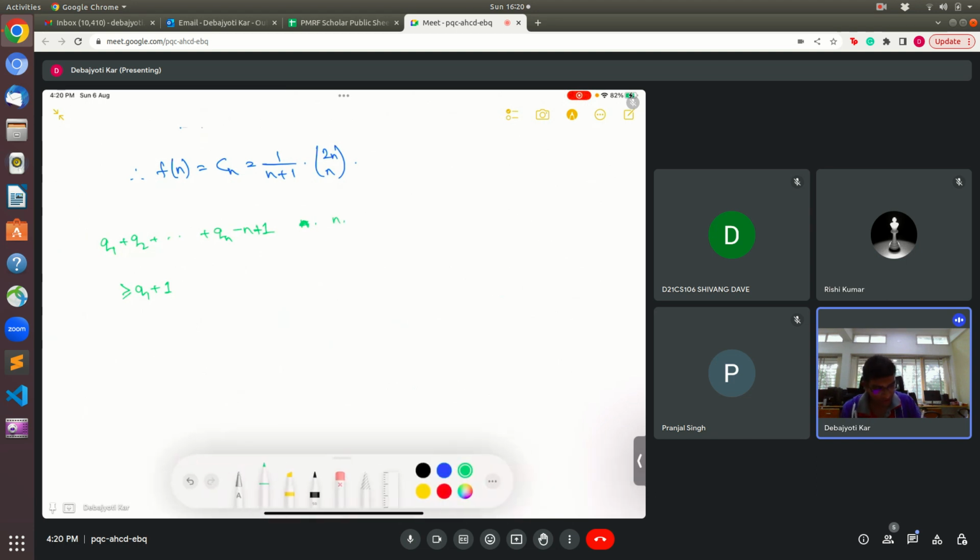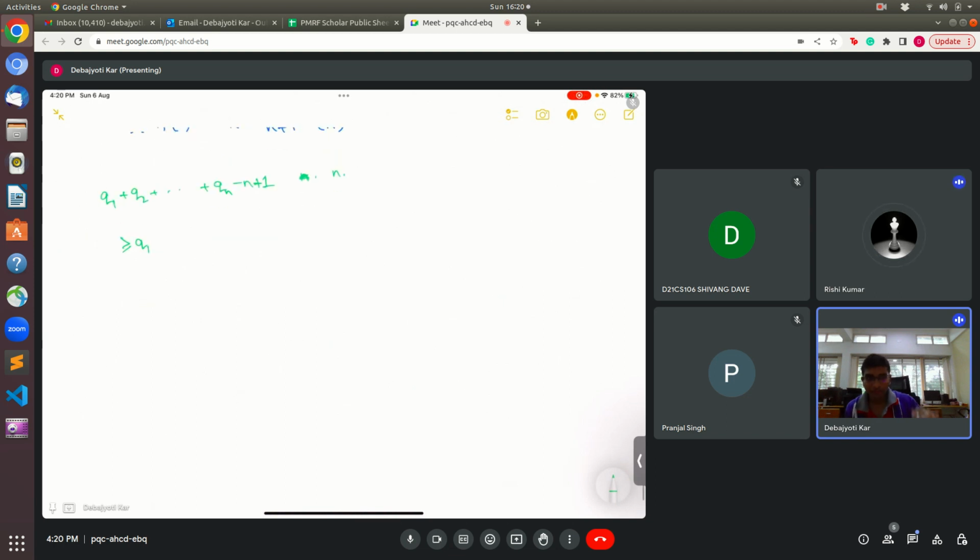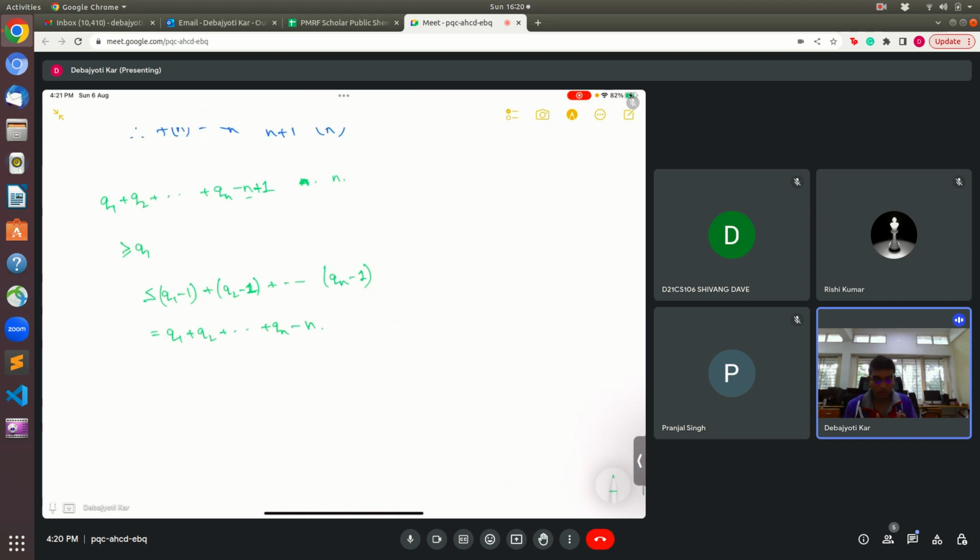So what sir said was either the first box will contain at least q1 pigeons, or the second box will contain at least q2 pigeons, and so on. At least one of these will hold, because if none of these hold, then the total number of pigeons will be at most q1 minus 1 plus q2 minus 1 and so on up to qn minus 1, which is q1 plus q2 and so on minus n, but you have one more pigeon.